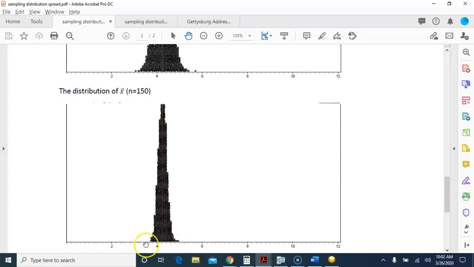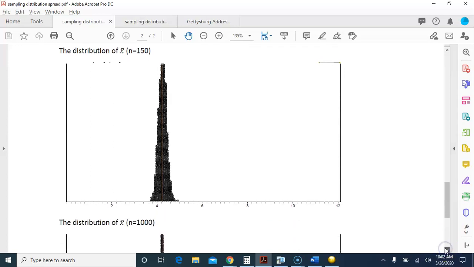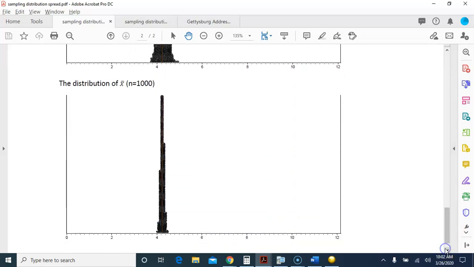Sample size of 150, now all of the x bars are pretty much between about 3.8 and about 4.8. So the x bars are becoming much more tightly bunched, which is good news if you're trying to estimate the population mean, because now all of the x bars are pretty dang close to the population mean. And to take it to a little bit more extreme level, if your sample size is 1,000, now all of the x bars are between about 4 and about 4.5. So all of the x bars are extremely close to the population mean.